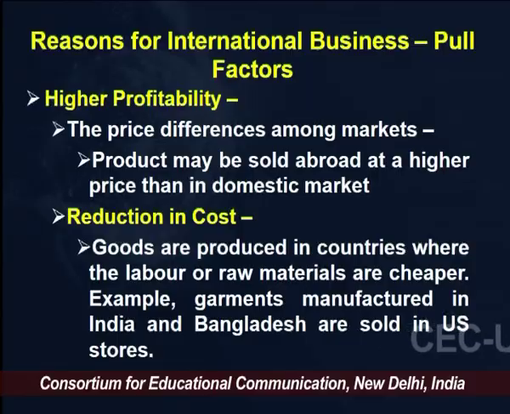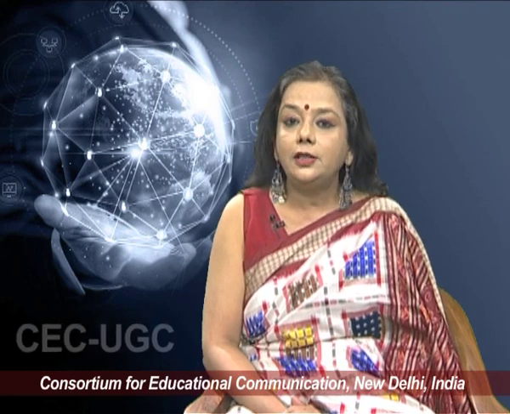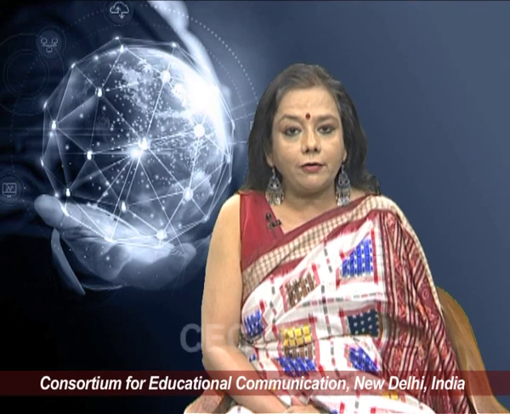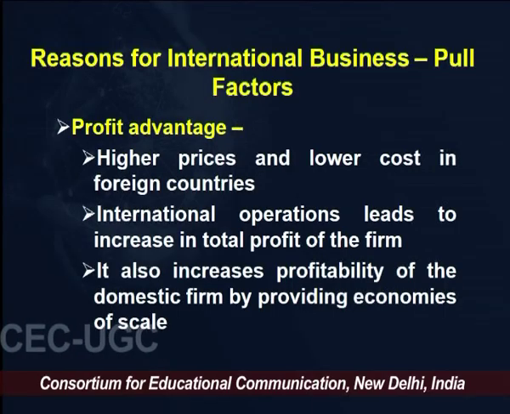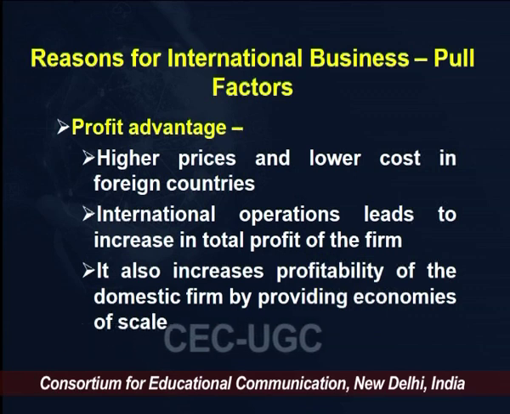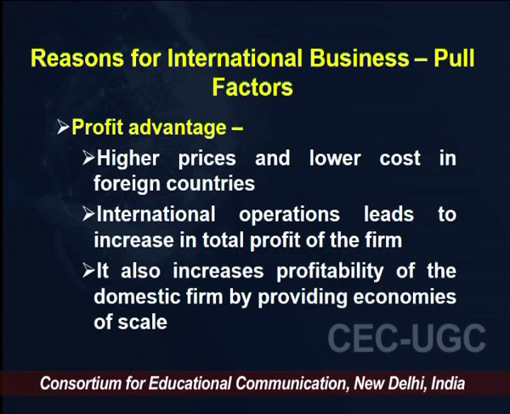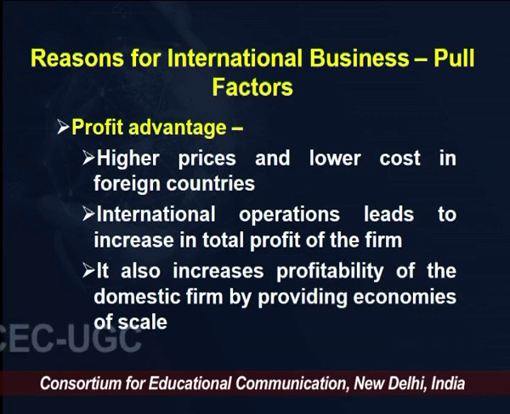Also, another thing is reduction of cost. The goods are produced in countries where the labor or raw materials are cheaper. Example, garments manufactured in India and Bangladesh are sold in US stores, because in India and Bangladesh we have the advantage of cheap labor. Then all this leads to profit advantage, that is you are getting higher prices and lower cost in foreign countries. International operations leads to increase in total profit of the firm. It also increases profitability of domestic firm by providing economies of scale.